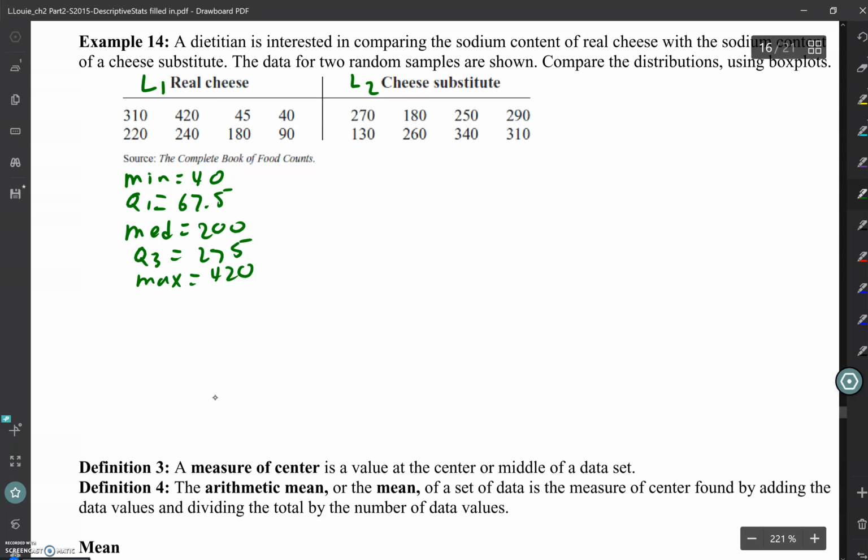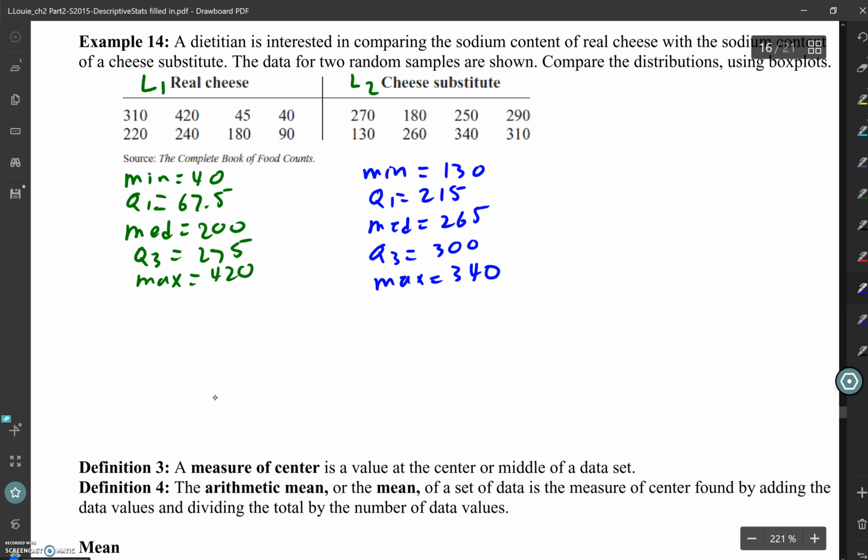So, my min is 130, Q1 is, was it 215? Median is what? 265. Q3 is, and the max 340. All right.